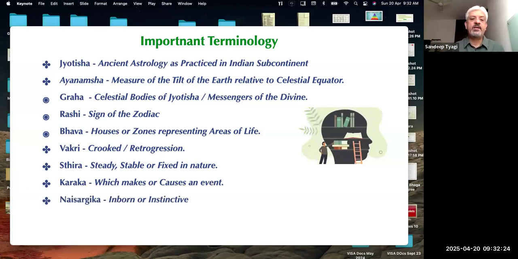Naisargika is another word, based on the fact that there is something innate or inherent in that quality, in that body or anything that we are studying. So that is the basic core nature, and this is mostly related to planets or grahas. And lastly, tatkalika, which means it is in the moment, in the here and now.